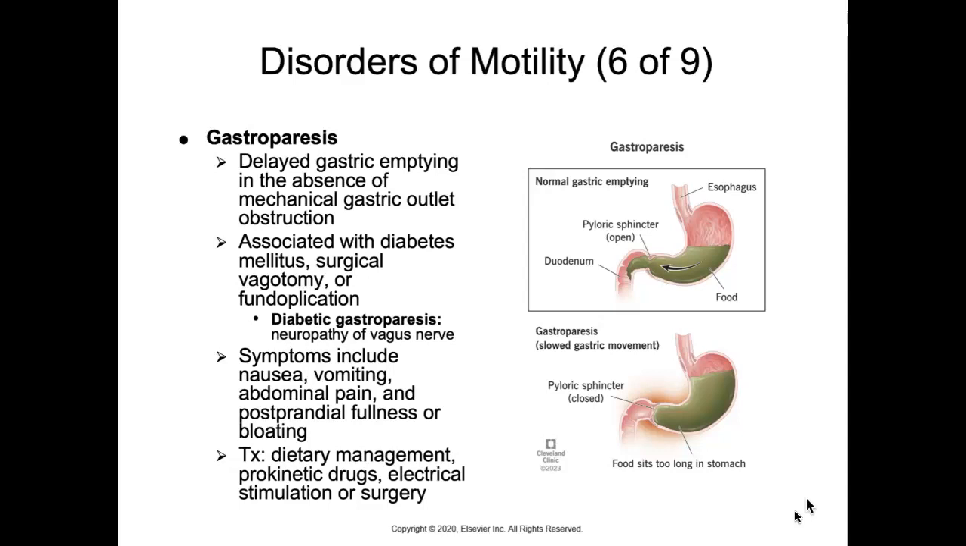And the symptoms will include nausea, vomiting, abdominal pain, and postprandial fullness, which means we have a fullness after we finish a meal, or bloating, which I think kind of makes sense as we have all of this chyme building up within the stomach. So to treat this, we can use dietary management, prokinetic drugs, or electrical stimulation or surgery.